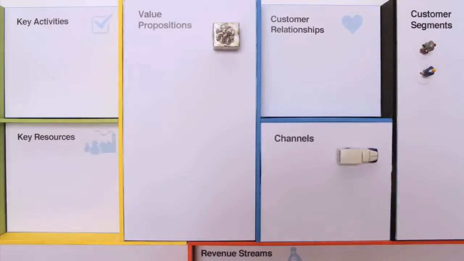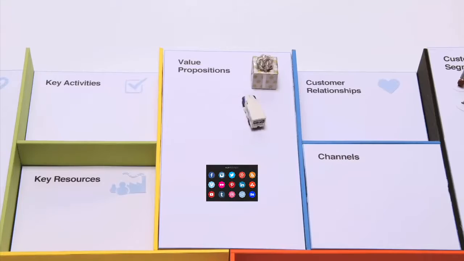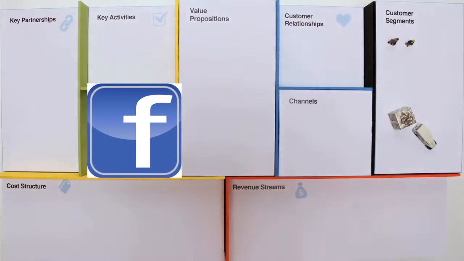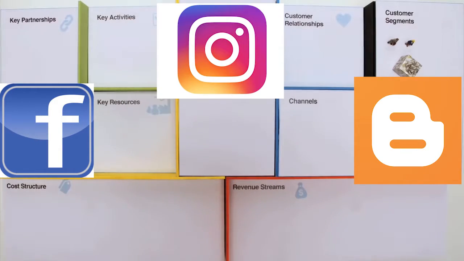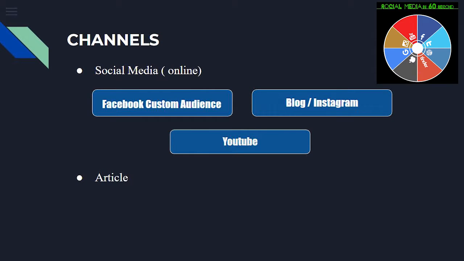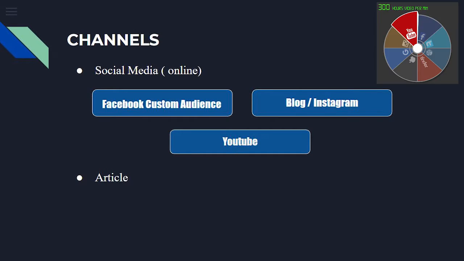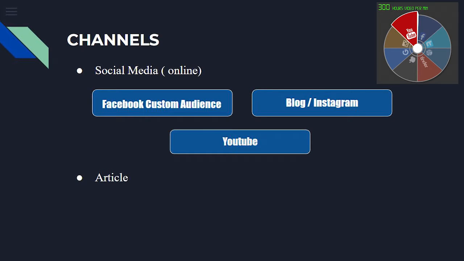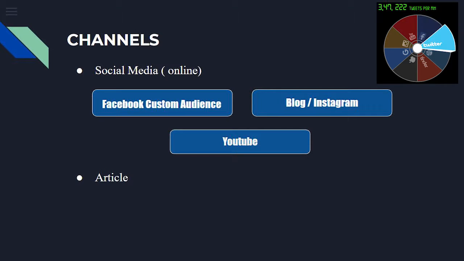The channel we use to promote our company product to customers is social media. We promote our product on Facebook custom audience, blogs, Instagram, and also on a YouTube channel. We choose these channels because these are the platforms which are mostly used by the generation today. So our customer or buyer can see more information and features of our product at any time online. Buyers can come to us or contact us through the internet or phone number.